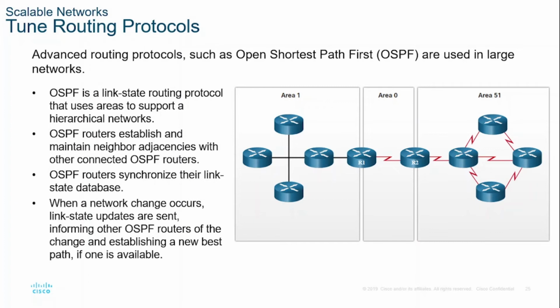You can see in the figure, Area 1, Area 0, and Area 51. Area 1 has 4 routers with one labeled R1 as the edge. R1 is in both Area 1 and Area 0. Area 0 has 2 routers, R1 and R2. And R2 is in both Area 0 and Area 51. Area 51 consists of 4 routers connected via serial links.